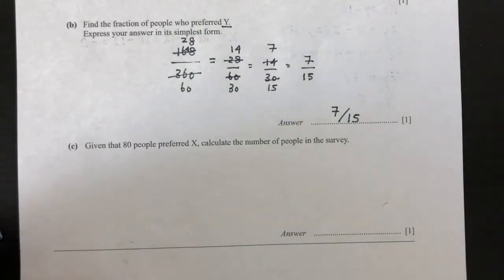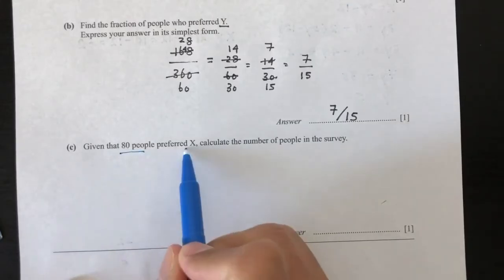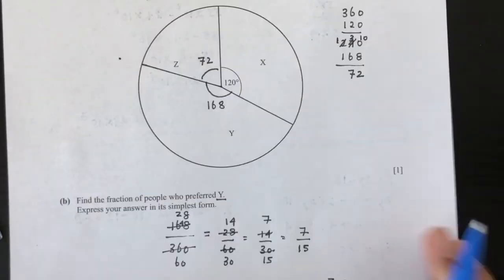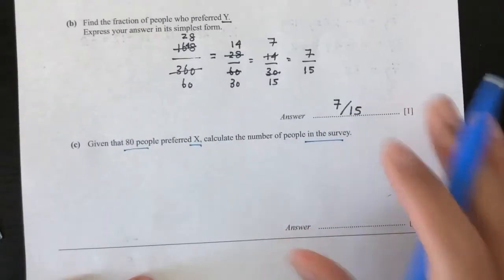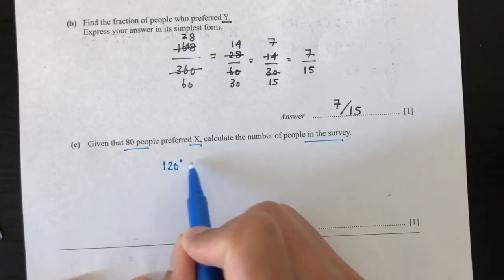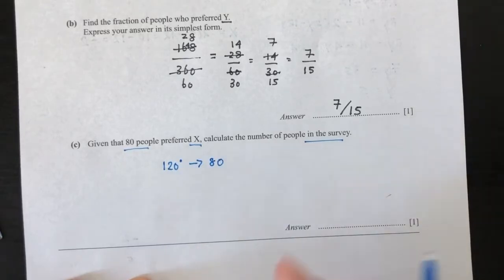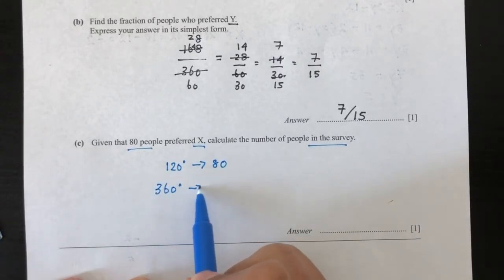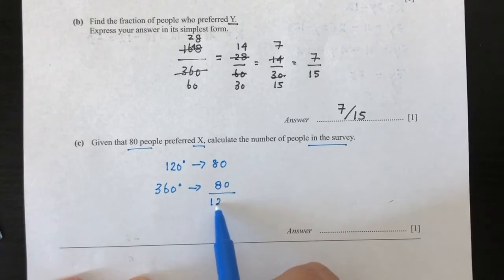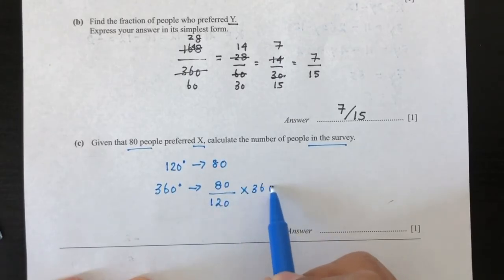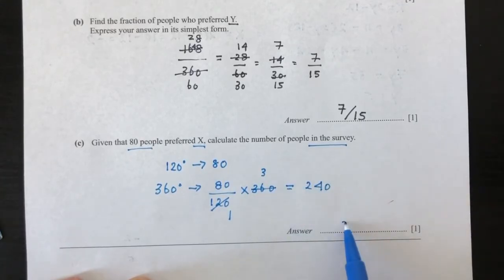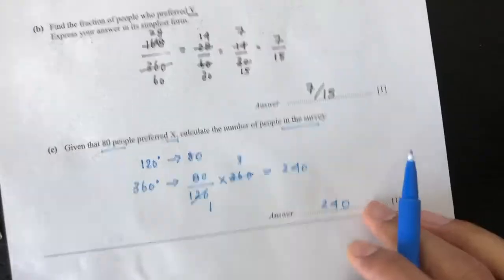Now for part C, given that 80 people preferred x, calculate the number of people in the survey. Let's go back to x. X is 120 degrees, so 120 degrees represents 80 people. Now the people in the survey will be the whole circle, which is 360 degrees. That will be 80 divided by 120 times 360, and that will be 240. So the number of people in the survey will be 240. And that will be question 13.